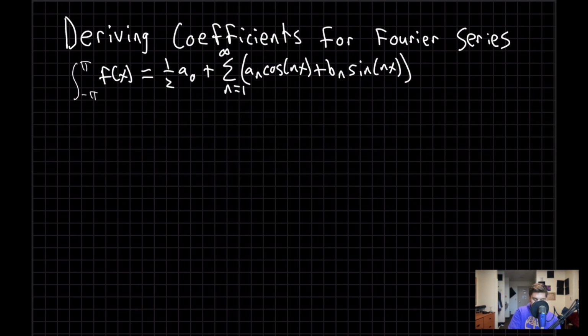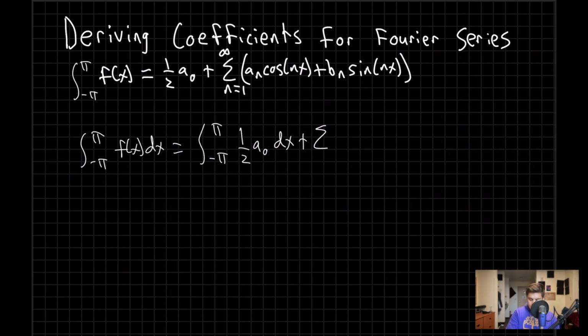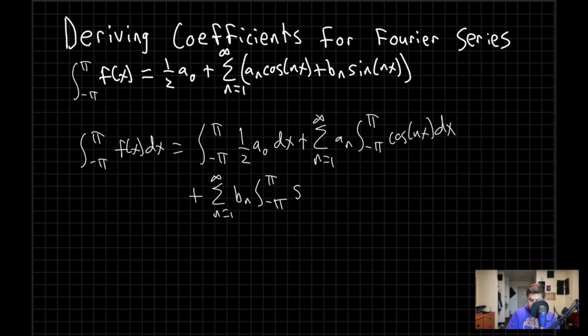Negative pi to pi. We have the integral from negative pi to pi of f of x dx equals the integral from negative pi to pi of 1/2 a naught dx, plus the summation from n equals 1 to infinity of a n times the integral from negative pi to pi of cosine of nx dx, plus the sum from n equals 1 to infinity of b n times the integral from negative pi to pi of sine of nx.